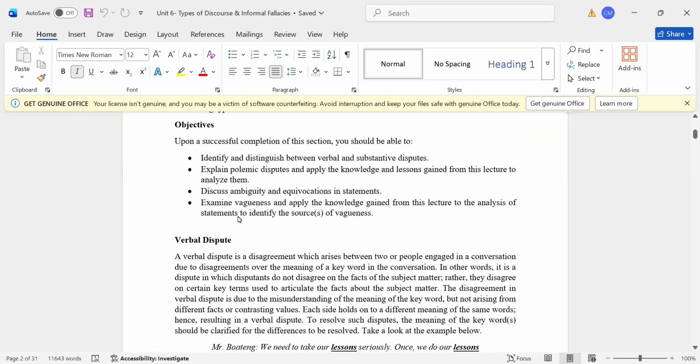The first is a verbal dispute, from the word verb. Now, a verbal dispute is a dispute that arises between people engaged in a discussion as a result of the differences in the meaning they assign to a key word in the discussion. Usually, there are certain keywords that drive discussions. So when the people engaged in the discussion have different meanings to it, obviously, the context in which they will understand the discussion will be different.